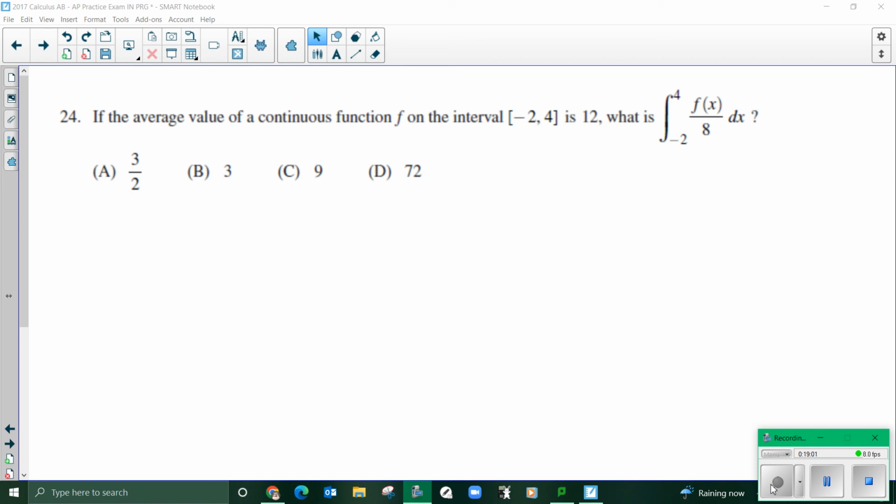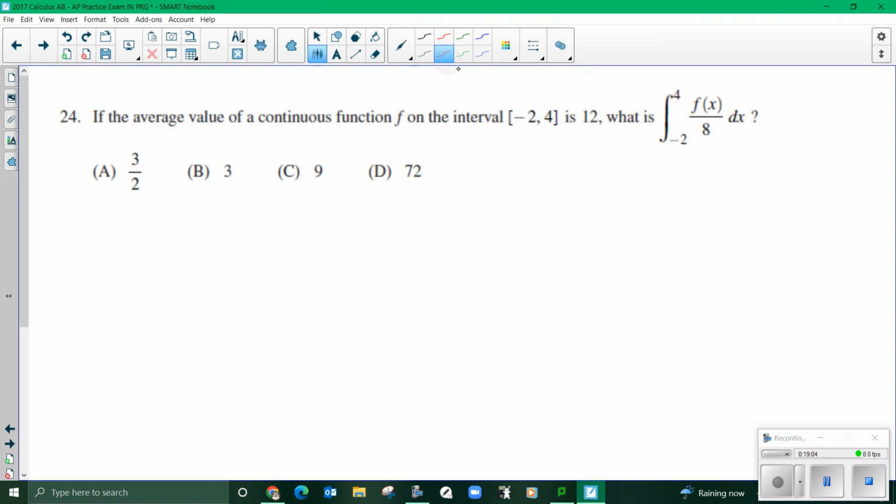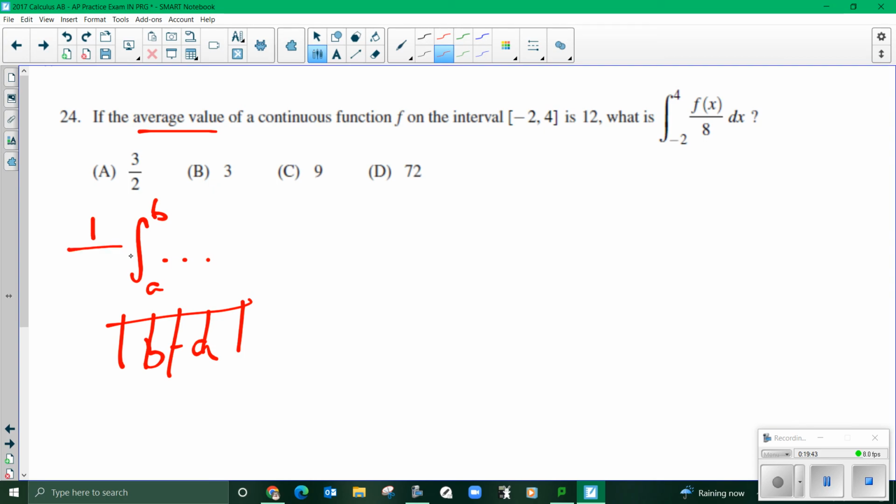All right, number 24. If the average value of a continuous function on the interval from -2 to 4 is 12, what is the integral of f of x over 8 dx? All right, here we go. Anytime I want the average value, I am going to have an integral from a lower bound a to b. If I'm averaging it, I'm always going to do something. You can either divide it by b minus a, right? When I take the average of like 10 tests, don't I got to divide it by that number 10, right? So you can either divide the whole thing by that number, or dividing by a number is the same thing as multiplying by 1 over that number.